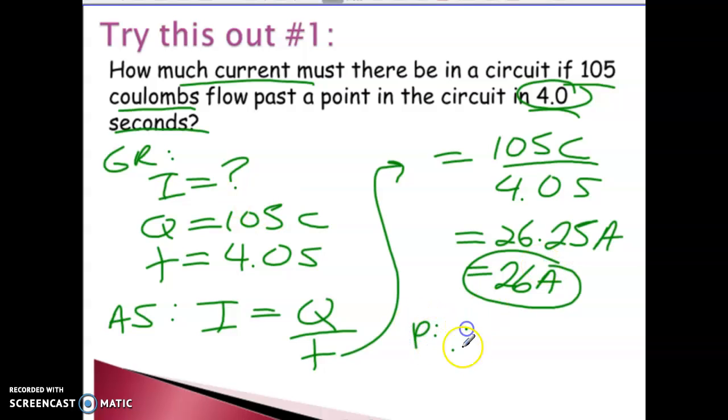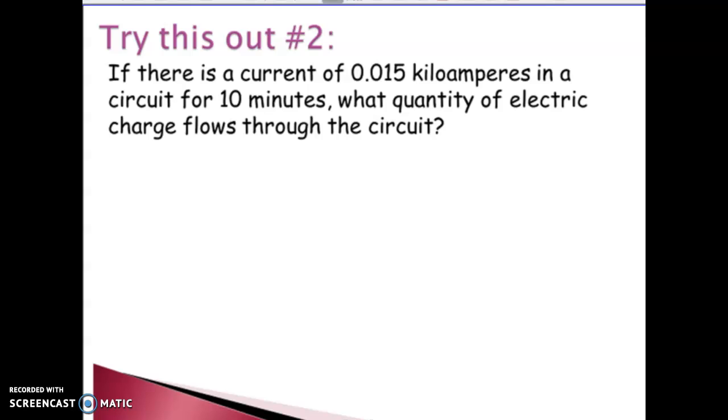Okay, and then you should have a nice little therefore statement. So you can say, therefore, the circuit must have a current of 26 amps. Okay, all right, so try out this next one. Pause the video, give this a shot, come back, see how you did. Okay, so let's take a look.